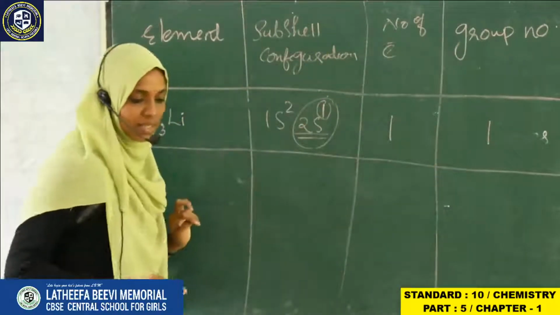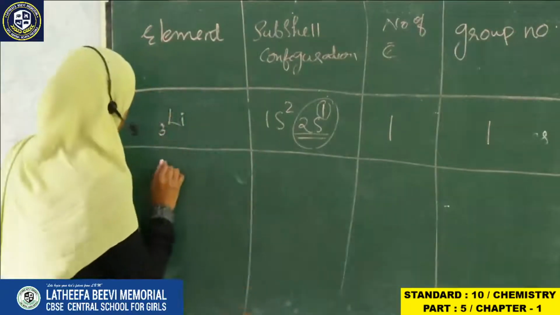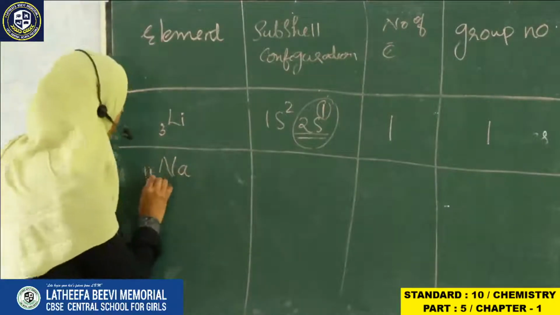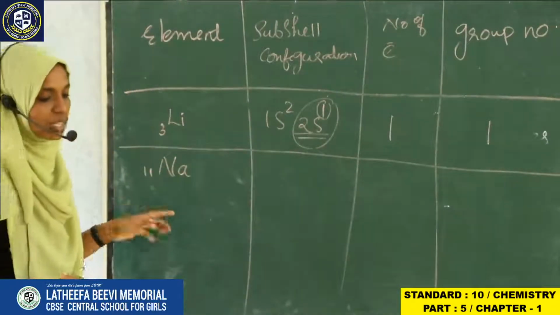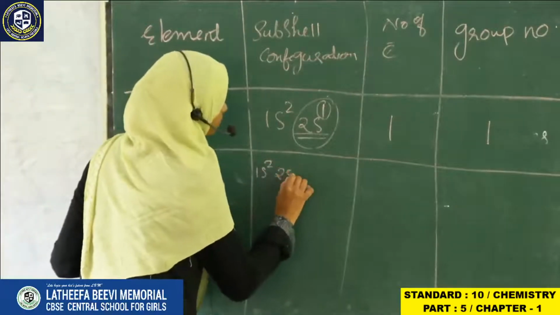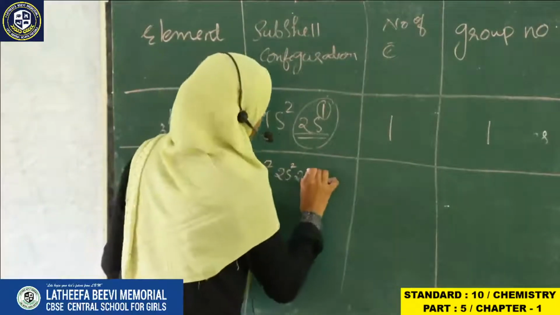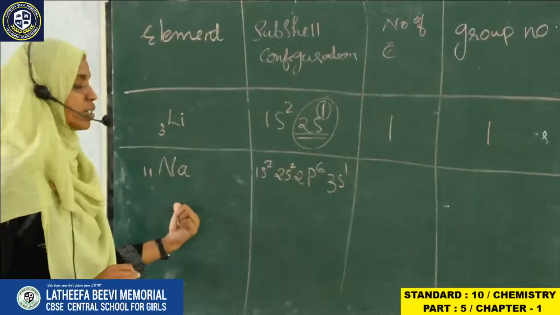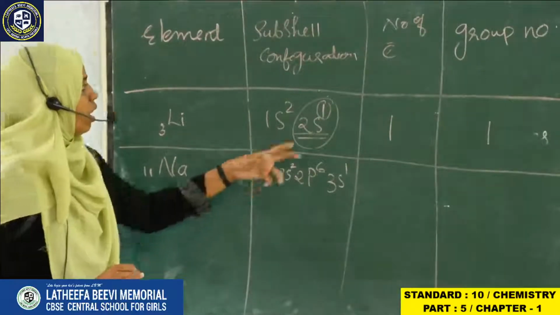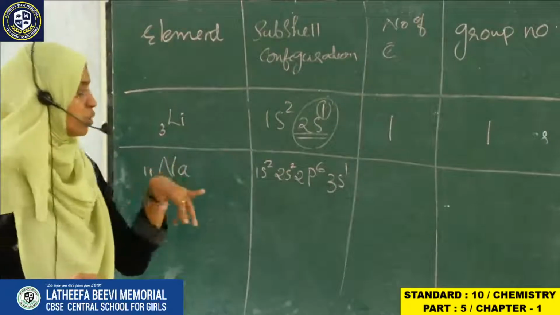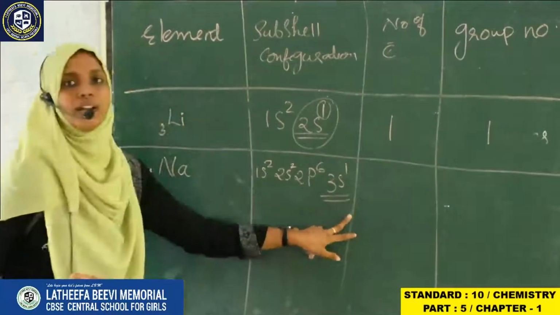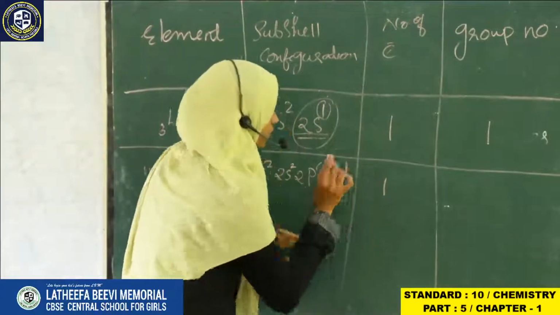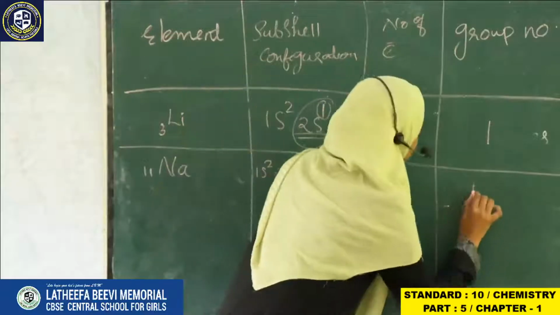The second element in your text is sodium. It is a first group element. The atomic number of sodium is 11. So how can we write the subshell electronic configuration? 1s2, 2s2, 2p6, 3s1. This is the subshell electronic configuration of sodium. What is the number of electrons in the outermost shell? 3s1. So the number of electrons in the outermost shell is 1, and the group number is also 1.